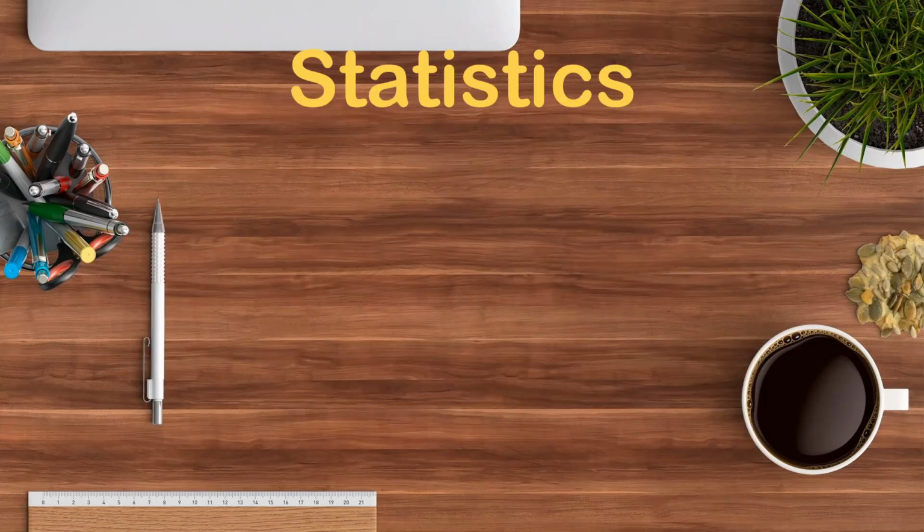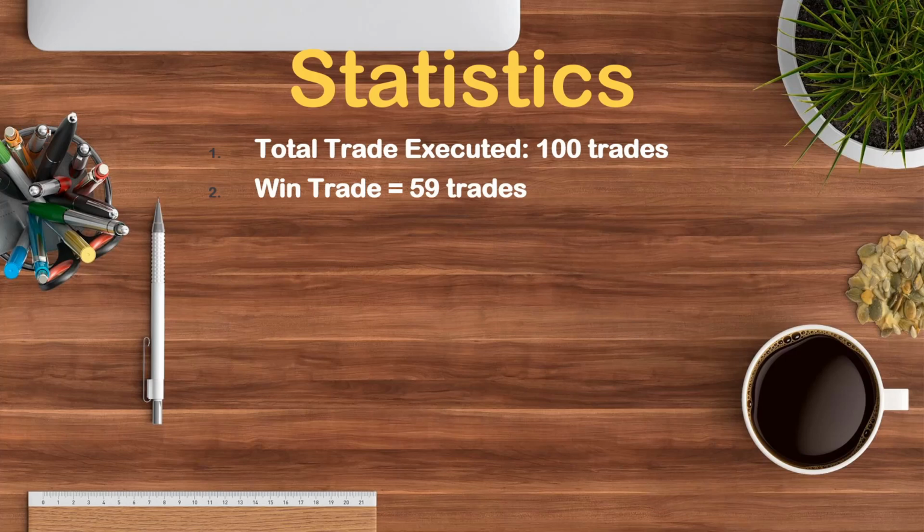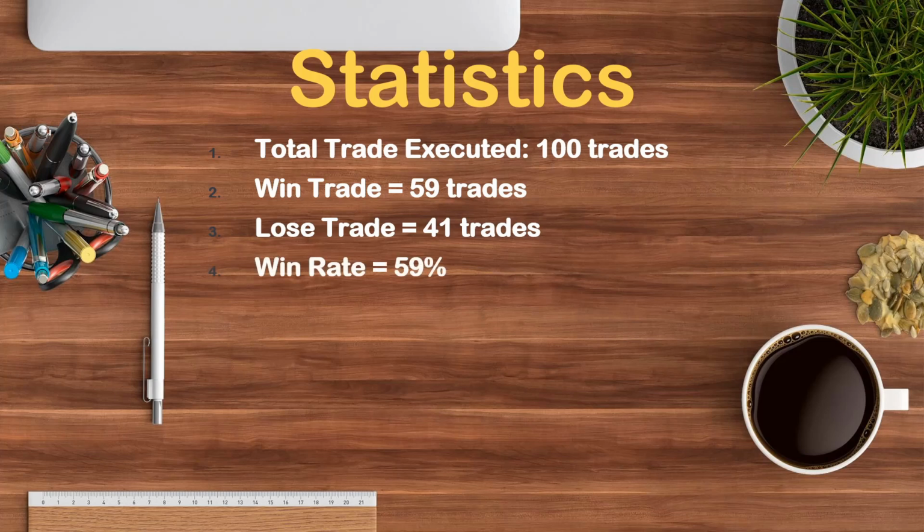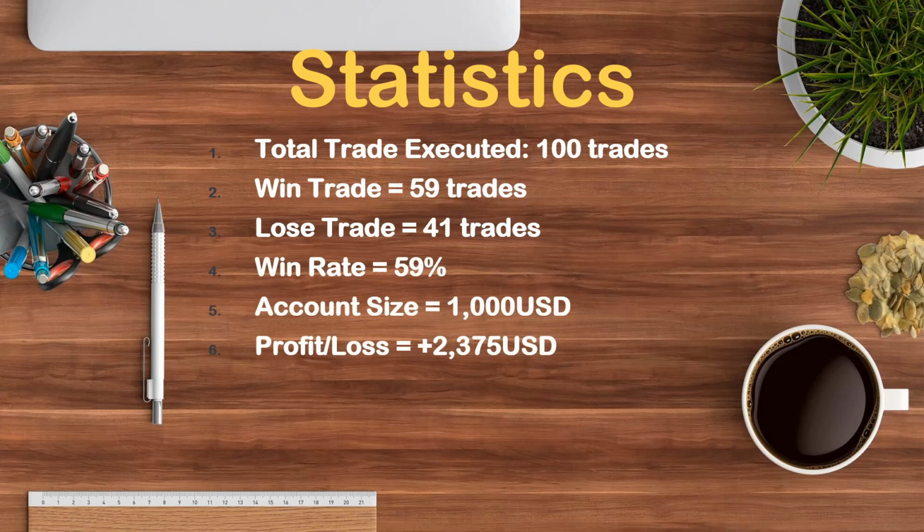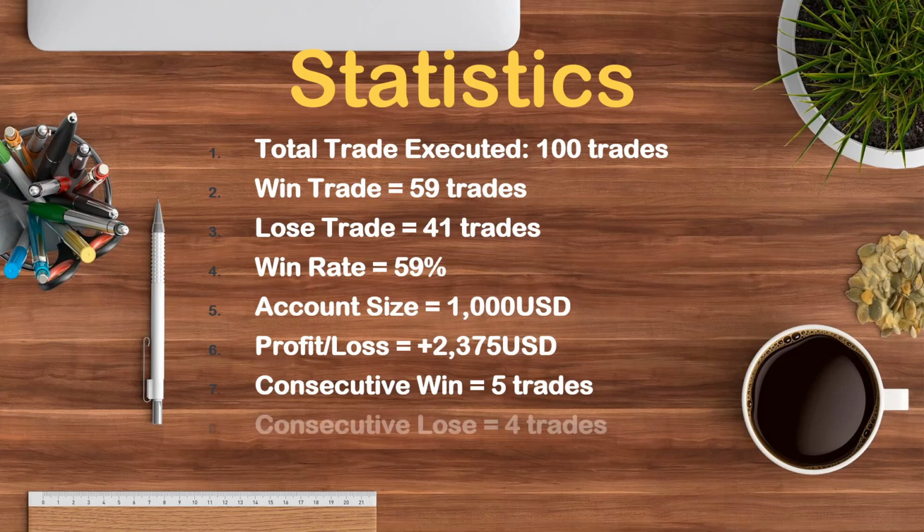Let's see our result on this 100 backtesting for this 1 hour scalping strategy. We have executed a total of 100 trades and we have 59 winning trades and 41 losing trades. Our win rate is 59%. With the account size of $1,000, we have a profit of $2,375, which is equivalent to almost 300% return. And we have 5 consecutive winning trades and 4 consecutive losing trades.